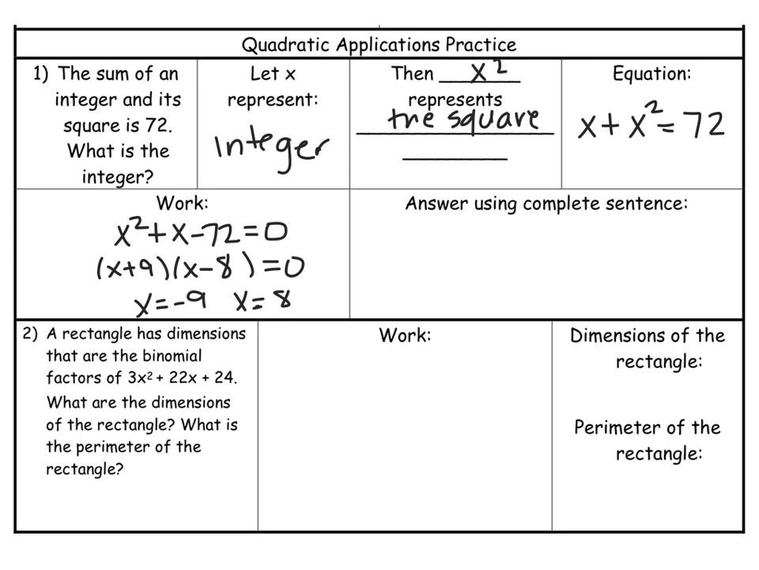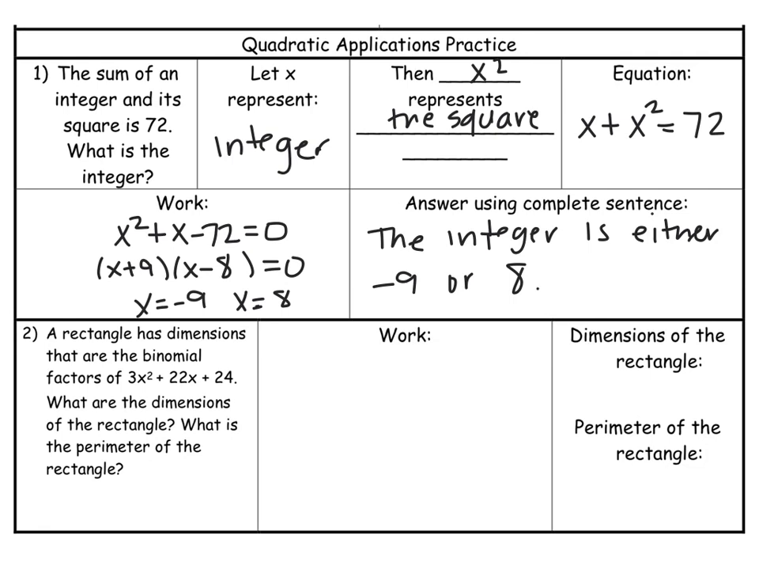But negative 9 wouldn't work. Yeah, actually it could. So if I did negative 9 plus negative 9 squared, that'd be negative 9 plus 81, that's 72. And then if I do 8 plus 8 squared, so 64 plus 8, that's also 72. So in complete sentences, the integer is either negative 9 or 8.